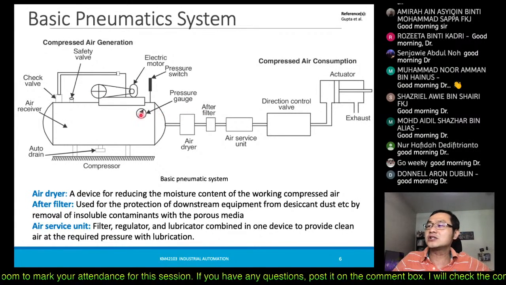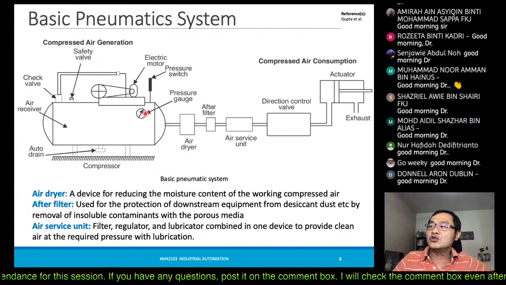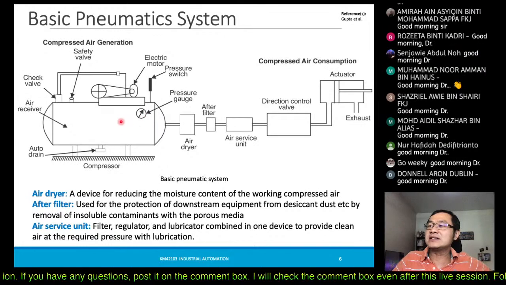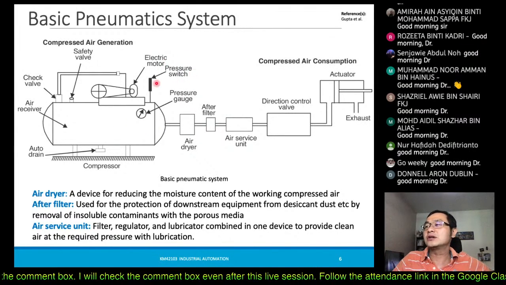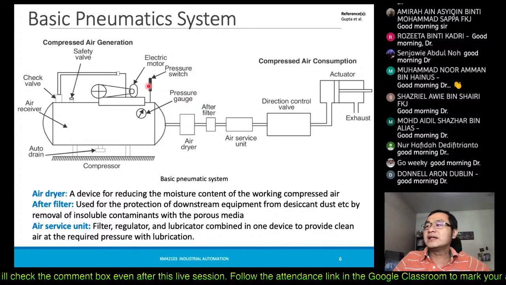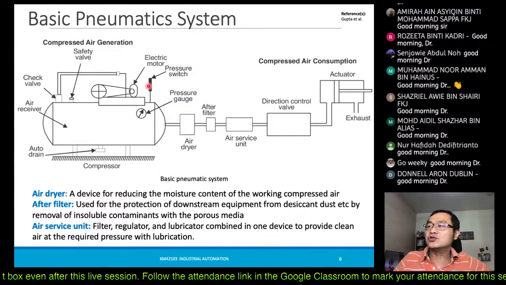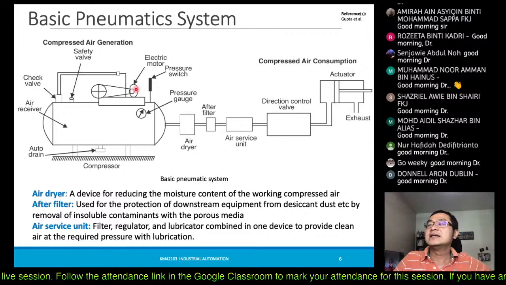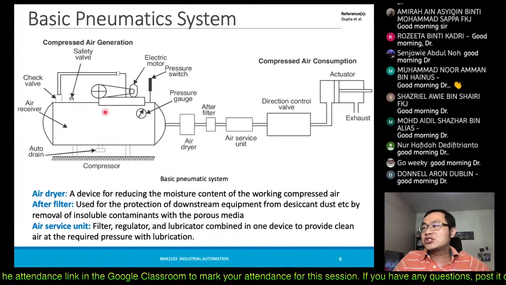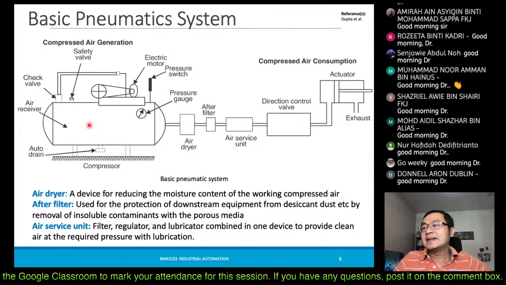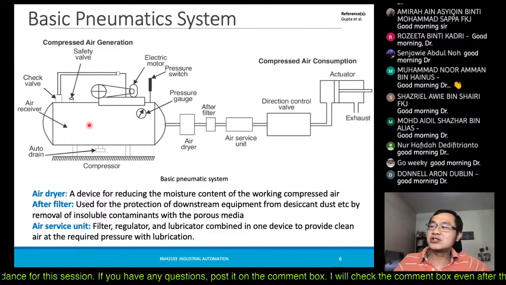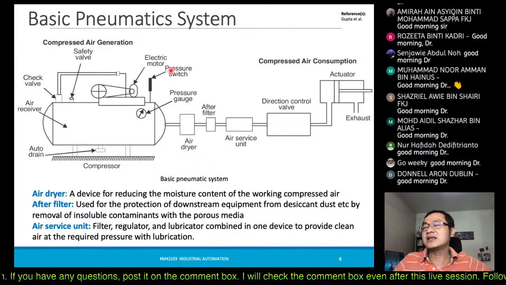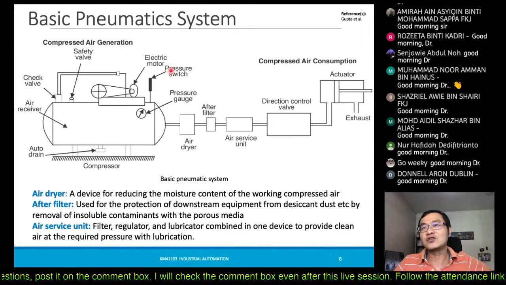There is a pressure gauge that we can use to see what the pressure inside is. Also we have a pressure switch, to release and also to control. So whenever the pressure inside the tank exceeds a certain pressure, then you will start to release, or you can manually release it if you want.